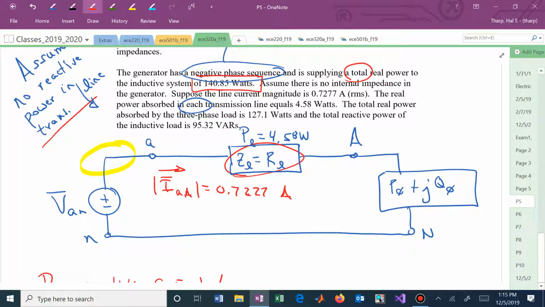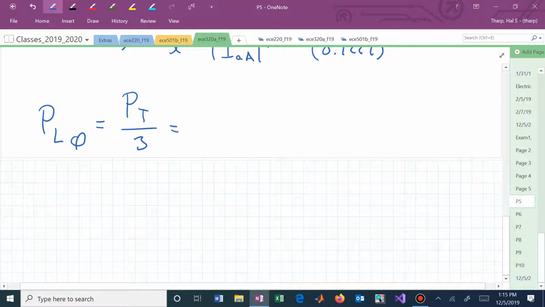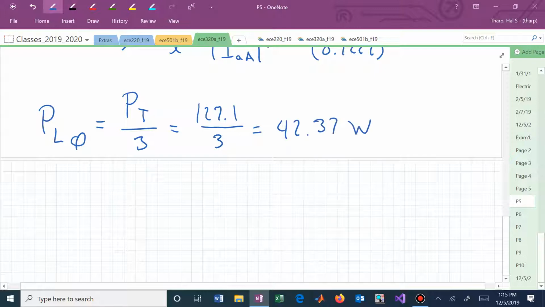Now what do we do? Well, let's start working with the load. We know on the load side, we were given the total power, and it was balanced. We can just divide that by 3 to find the per phase power. I think it was 127.1. We divide that by 3, and now we have 42.37 watts.